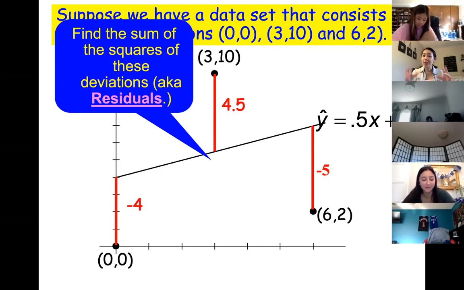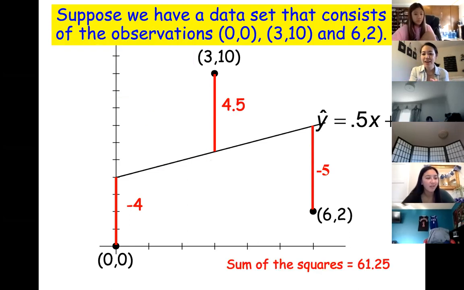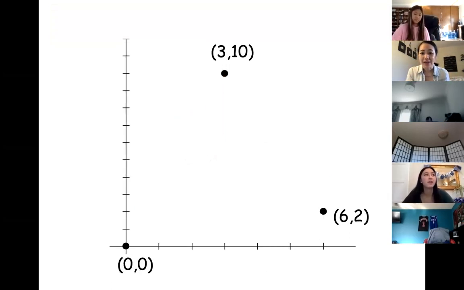And what we're trying to do is minimize these residuals. So we square all of them to make them positive and we add them up. And this is the value I get, 61.25. So what we're trying to do is find the line that minimizes that number. Okay, so visualize again where you think the line will be. And this time I will show you the best fit line. Let's see how close your imaginary line is to this one, okay?